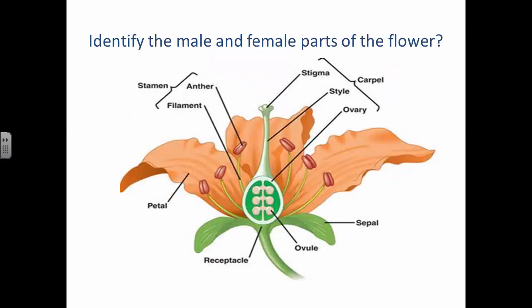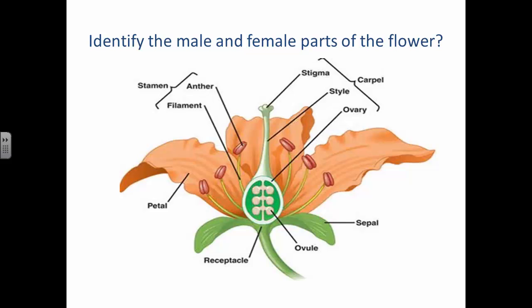So again, let's look at some other pictures that show us these parts. This looks like a lily. So again, we have the sepal, the green parts. This is just a separate picture. Then we have the petals of the plant. Colorful petals, which often attract pollinators.